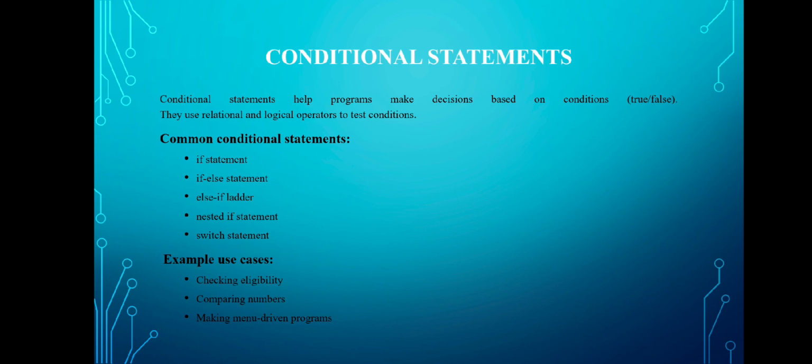Conditional statements. Conditional statements help us execute certain lines of code only when specific conditions are true. In C, the main conditional statements are if, if else, else if ladder, nested if, and switch. We use these to check conditions like eligibility, comparison of numbers, and menu based choices.